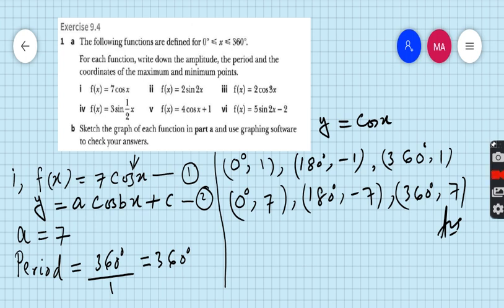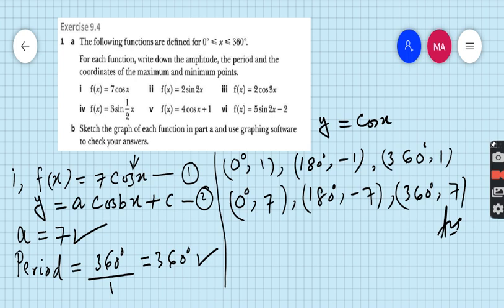So the requirement of part A has been fulfilled. For each function, write down the amplitude. Amplitude is 7. The period is 360 degrees. And the coordinates of maximum and minimum points are (0 degrees, 7), (180 degrees, -7), (360 degrees, 7).